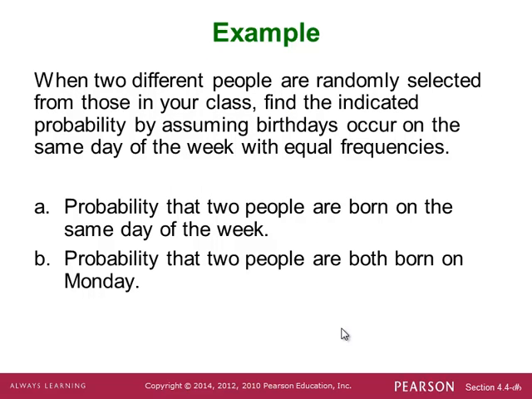Here's another example. When 2 different people are randomly selected from those in your class, imagine a room full of people. Find the indicated probability by assuming birthdays occur on the same day of the week with equal frequency. So you're just as likely to be born on a Sunday as a Tuesday or any other day of the week. Now, here are 2 different probabilities that we're going to calculate: the probability that 2 people are born on the same day of the week, and the probability that 2 people are both born on a Monday.